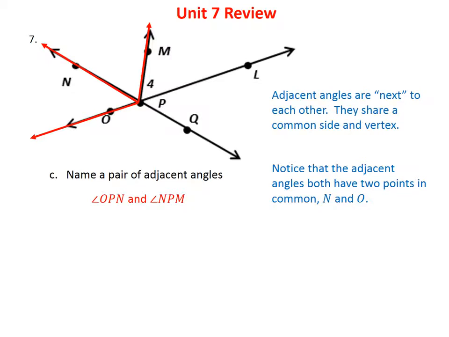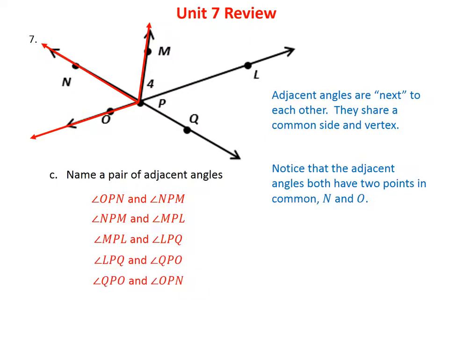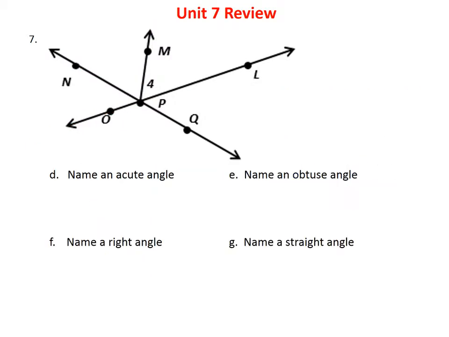But I can just go around now and I could name NPM and NPL. And notice I'm just going around clockwise, naming angles that are next to each other all the way around the angle circle. Okay.